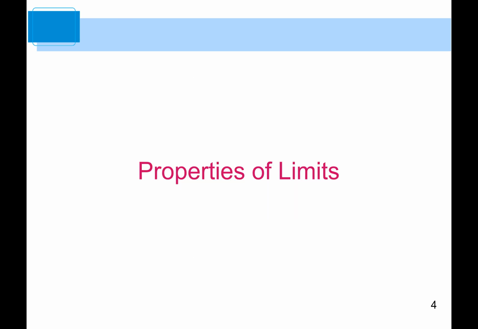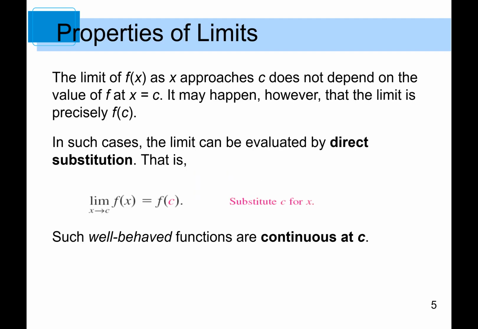So first one, let's take a look at properties of limits. The limit of f of x as x approaches c does not depend on the value of f of x at x equals c. It may happen, however, that the limit is precisely f of c. In such case, the limit could be evaluated by direct substitution. So this is one of the most important methods called direct substitution. You basically just replace x with whatever c value is, and you will find a limit.